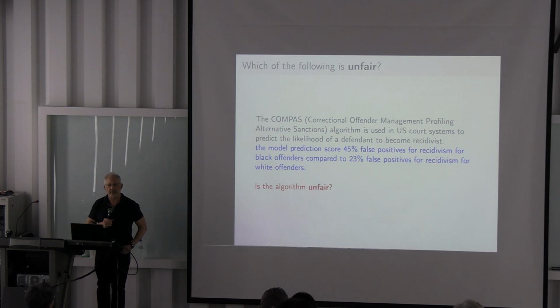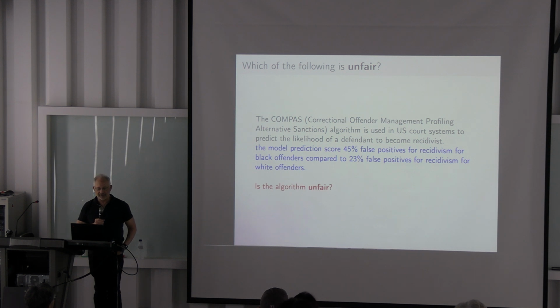There is this COMPAS program. COMPAS stands for Correctional Offender Management Profiling for Alternative Sanctions. It's a commercial algorithm used in the US in the court system to predict the likelihood that a defendant will become a recidivist. That is, you have someone who is being accused of some crime, he comes to court for an initial hearing, and they have to decide whether to release the person on bail or to keep them in custody.